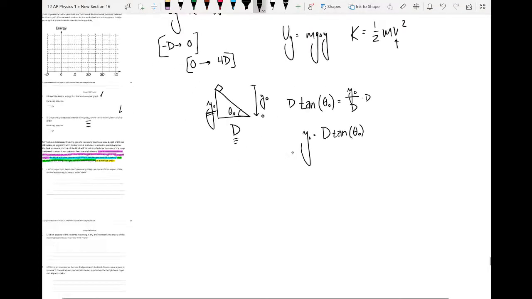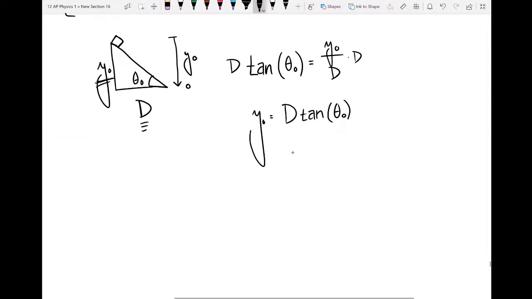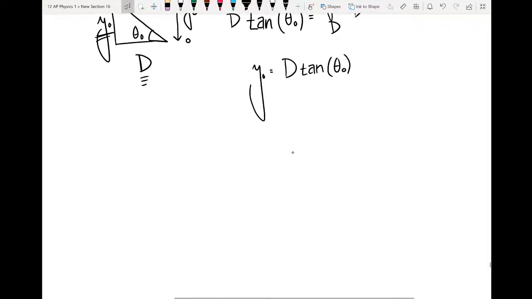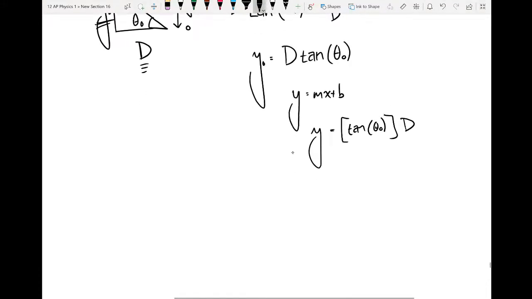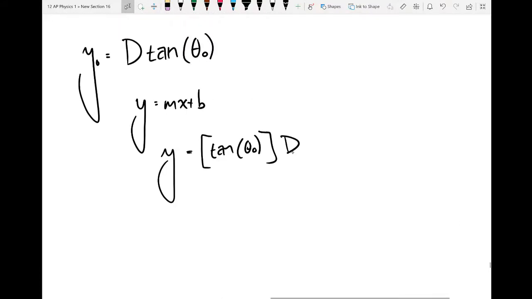And if I think about it, tangent of theta naught, like right now I don't have an angle, but I know that this angle is constant, and the tangent of a number is just a number. It's not something that changes. So this y naught is changing directly with d. If we think about y equals mx plus b form, y is changing based on, really, tan theta is just going to be the slope times d. So y is directly related to d. So we have this direct change. We have this direct relationship.